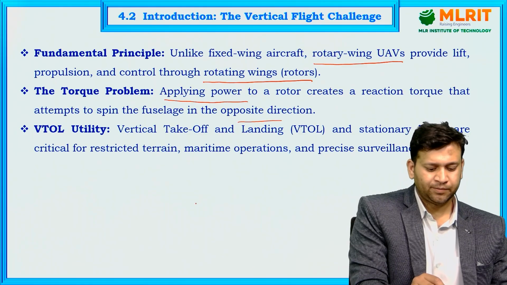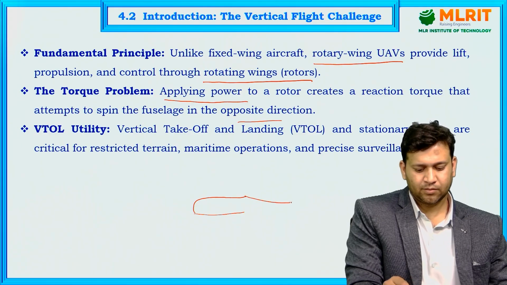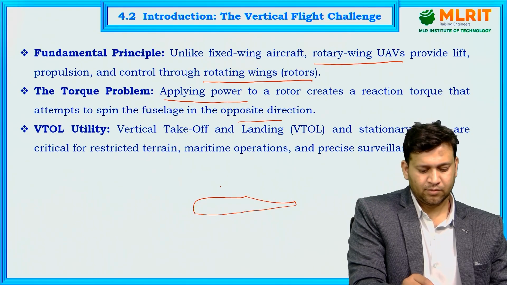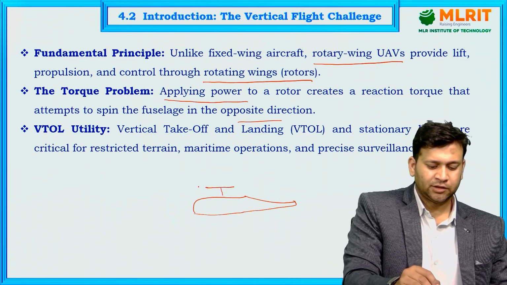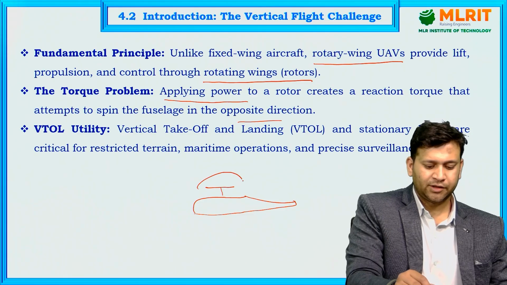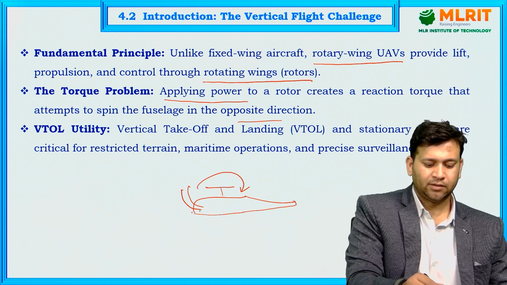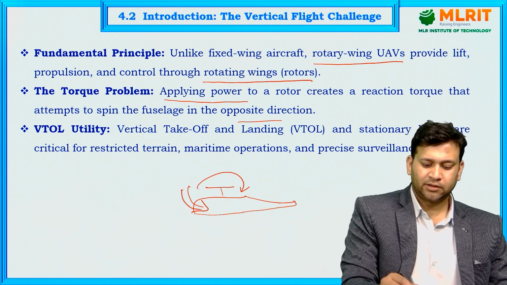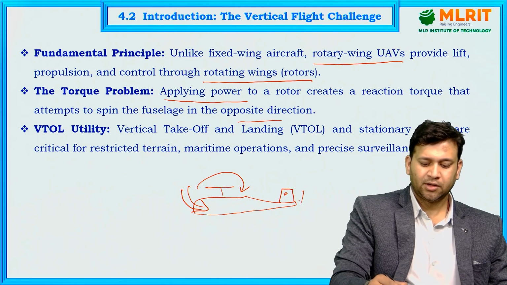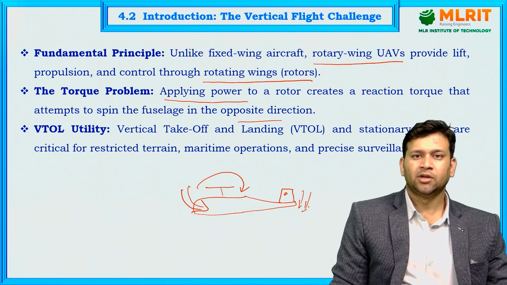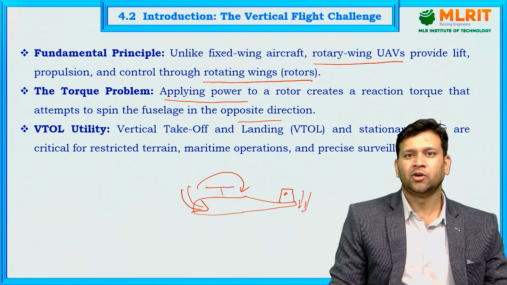For example, assume this is the rotor, and if this is rotating in clockwise direction like this, then it will generate a torque in the opposite direction. To balance this, we will be placing a tail here to ensure that a lift is generated in this direction to counter this torque, so that it is stable. It won't turn the fuselage in the opposite direction.